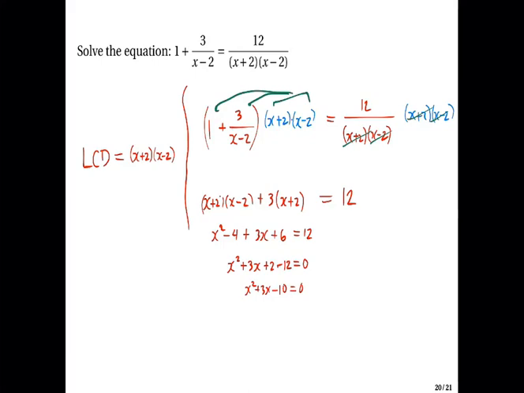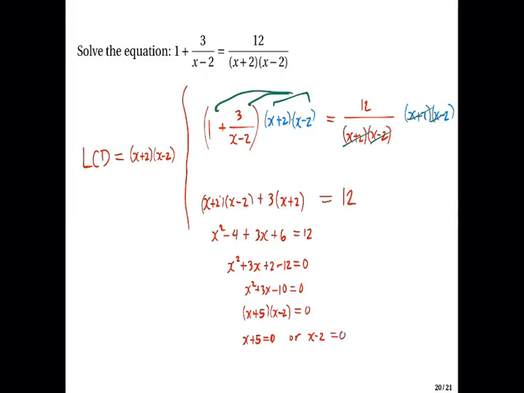And again, factoring. This expression here can be factored into x plus 5 times x minus 2 equals 0. Okay? So x plus 5 times x minus 2. And by the zero product property, you have x plus 5 equals 0, or x minus 2 equals 0.